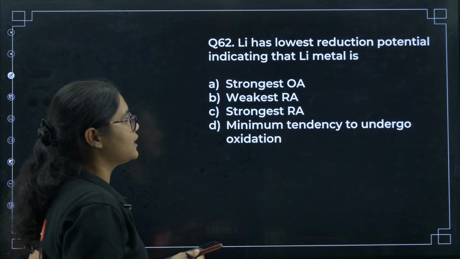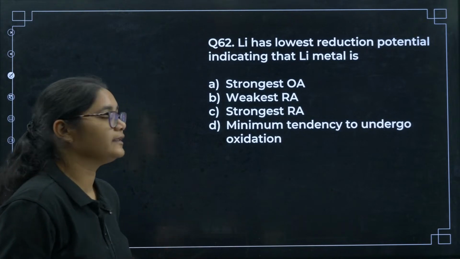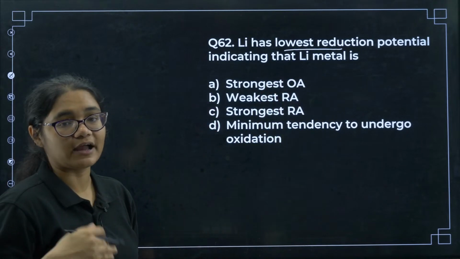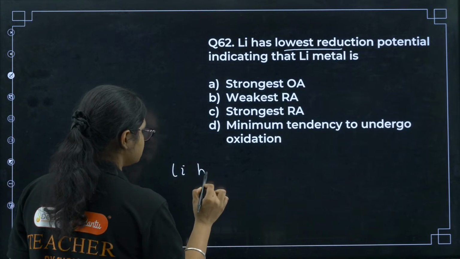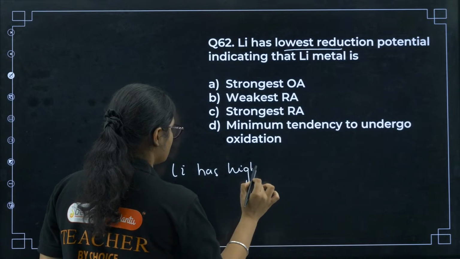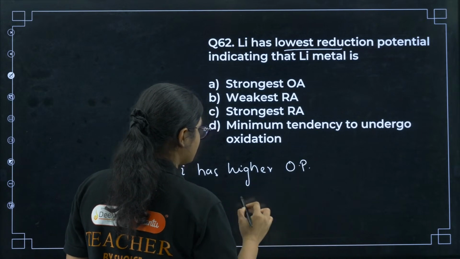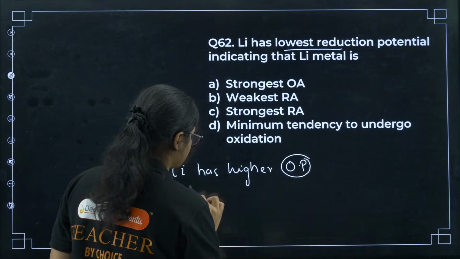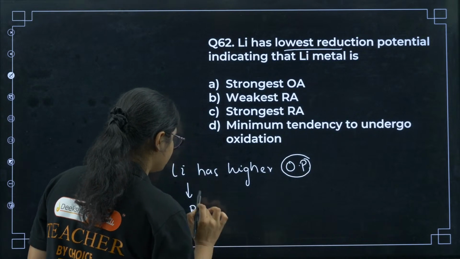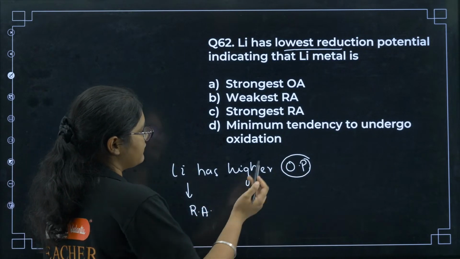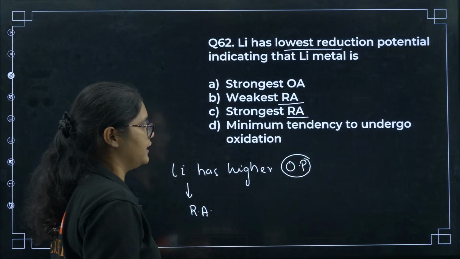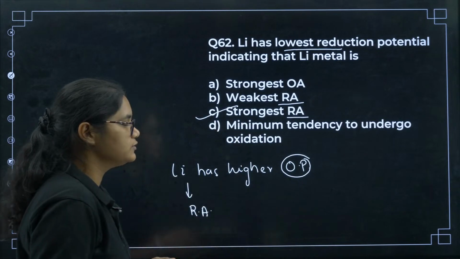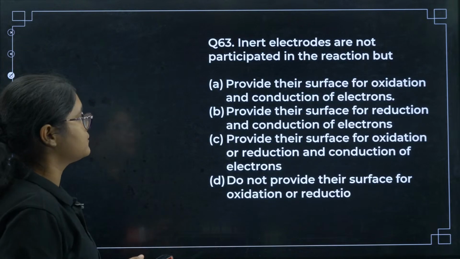Question 62. Li has a lower reduction potential, indicating that lithium metal is what? Now see, if it has a lower reduction potential, that means it has a higher oxidation potential, so it has more tendency to get oxidized. If it undergoes oxidation, it behaves as a reducing agent. So it is the strongest reducing agent. Yes, Manjeshwar is giving the correct answer. 62, C is correct.